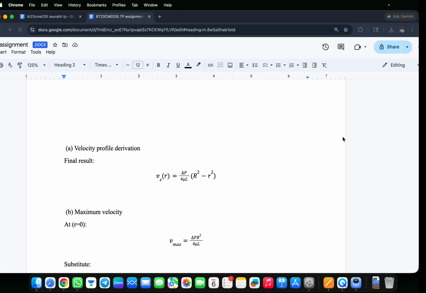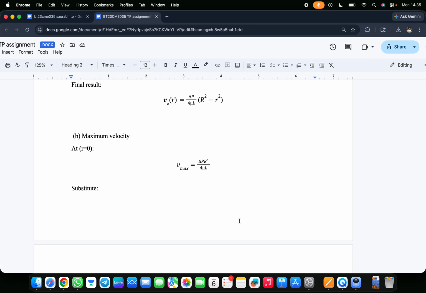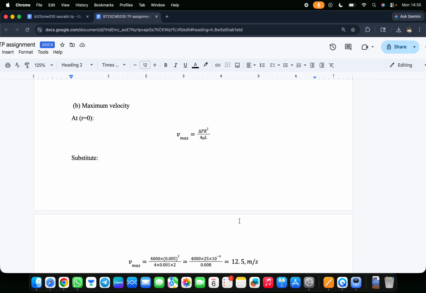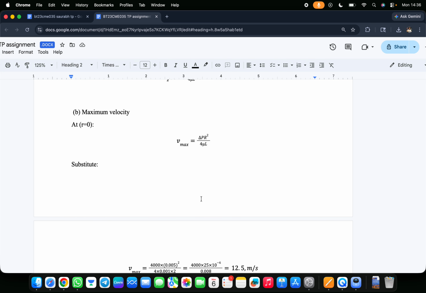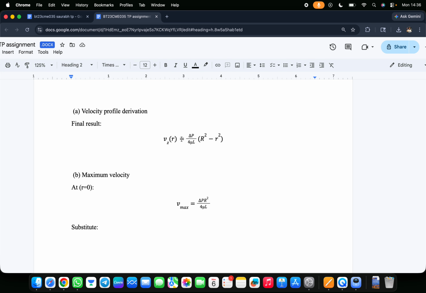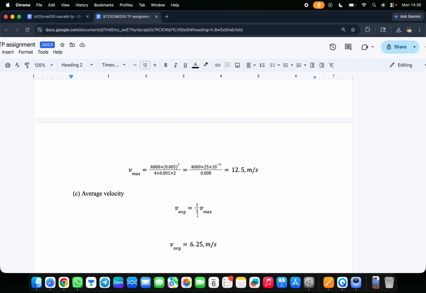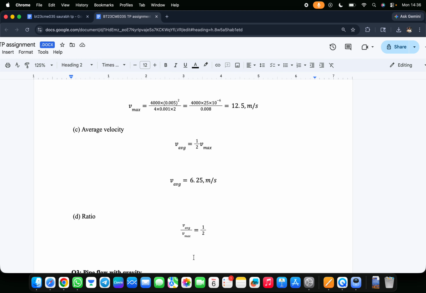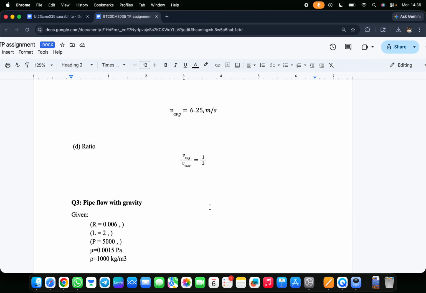So here we can see that when you put in all the values, the average velocity is total flow rate by area. So we put this value, multiply by area and divide by area. When we integrate that, our average velocity will become 1 by 2 of the maximum, and the ratio of average and max velocity will be 1 by 2.